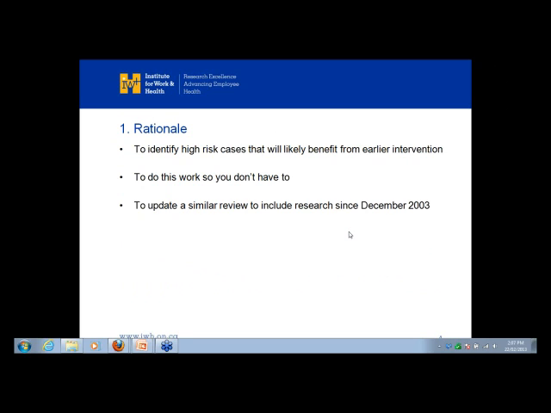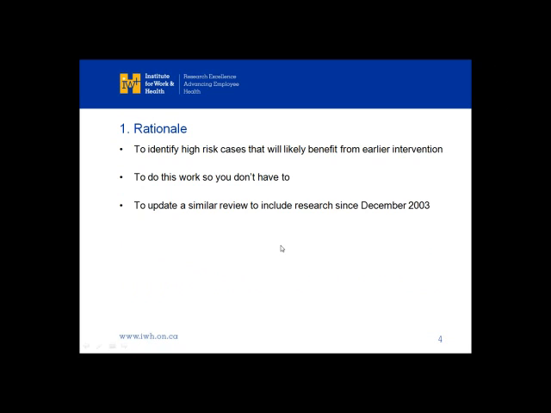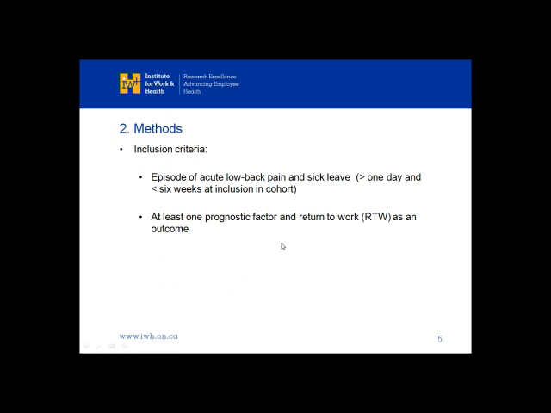So as I mentioned earlier, I did a similar review on this topic for my PhD thesis, and that included the research from the beginning of research on the topic up to December 2003. And so we updated that review that was published a few years ago with more recent literature. So what did we do?